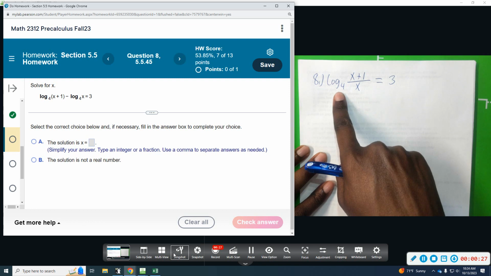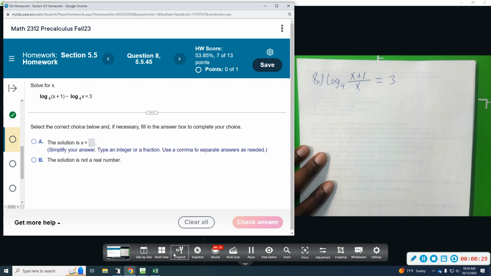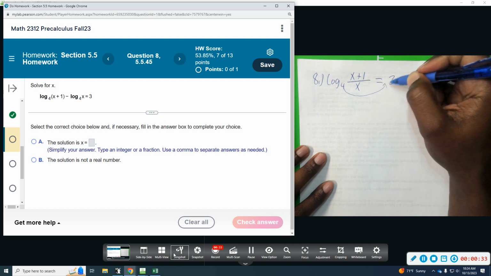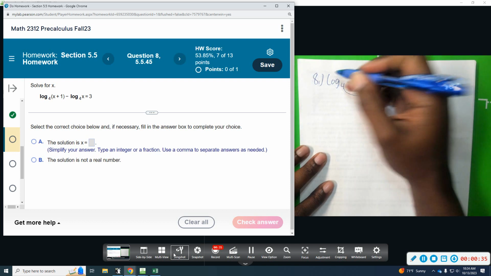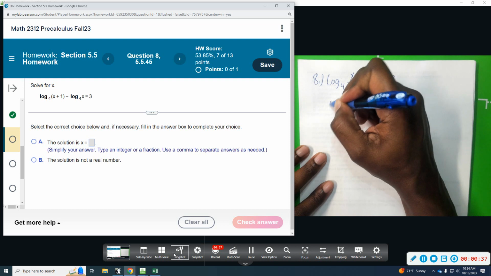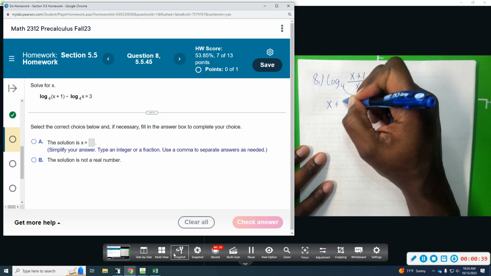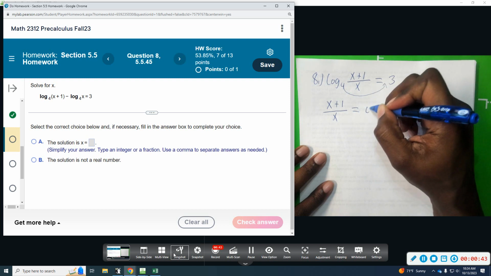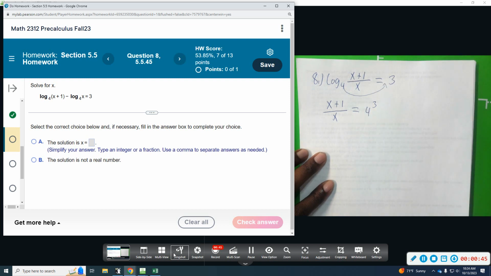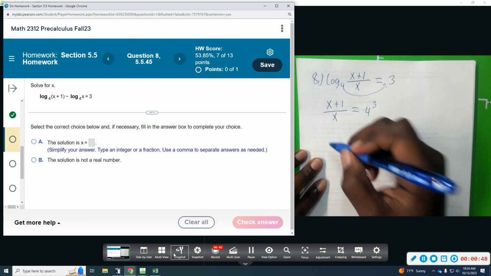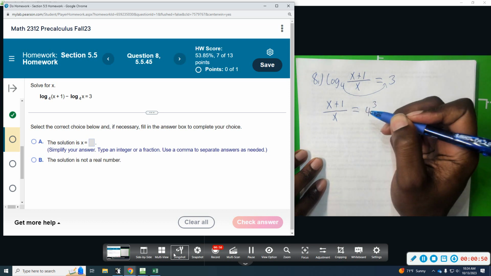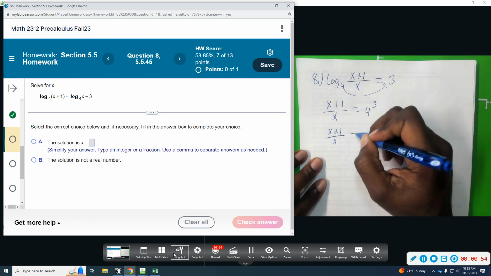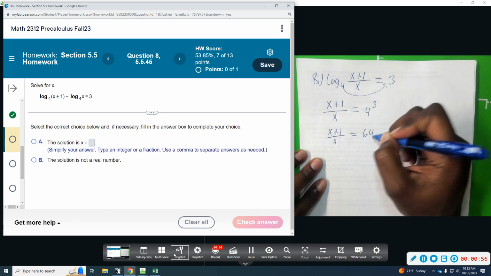So this time I only have log on one side, so what we want to do is write this in exponential form. So I'm going to move the 4 over. It's going to become the base of this exponent, and the log is going to go away. So that's going to leave us with x plus 1 over x equals 4 to the 3rd power. So this will give us x plus 1 over x equals 64.